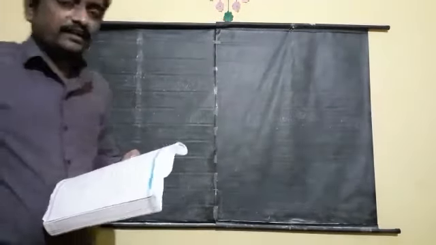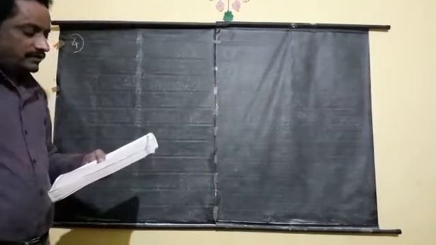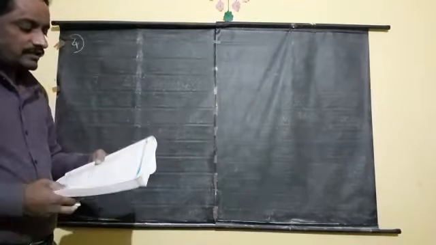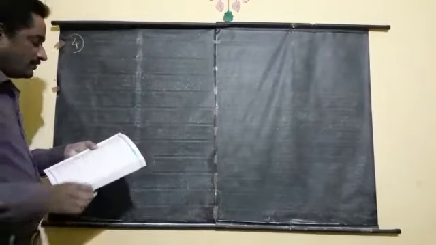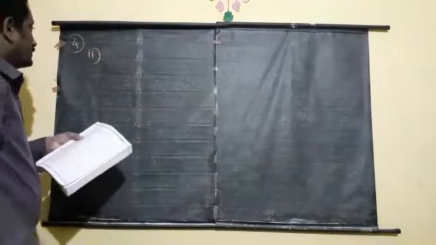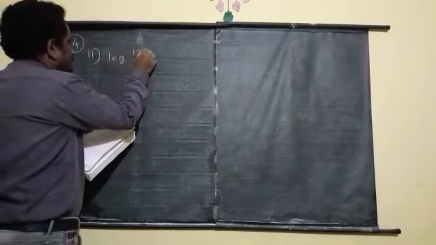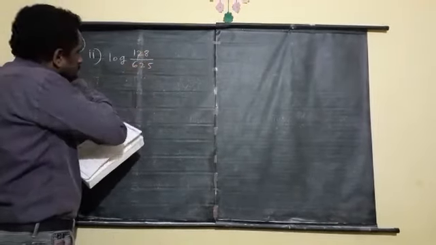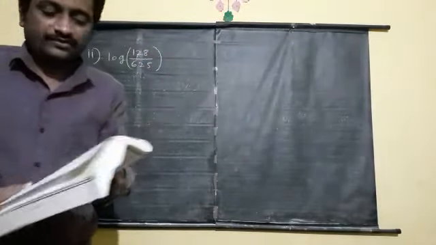See the fourth bit, expand the following. I already told you the first problem, third problem and fifth problem are over. Only two problems I gave as homework, the second one and the fourth one. So we see now the second and fourth. The second problem: expand the following, log 128 by 625.